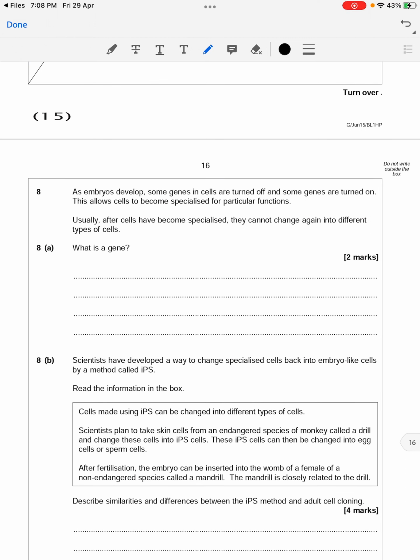Next question is about what a gene is. Remember, some call it a section of DNA, but you have to say a section of DNA that codes for a particular characteristic or codes for a specific protein. I've seen that in most mark schemes. So in this case, we're just going to call it a part of a chromosome that controls a characteristic.